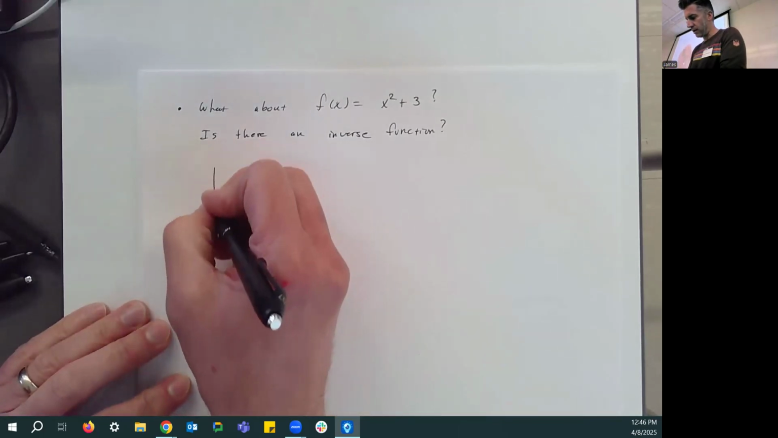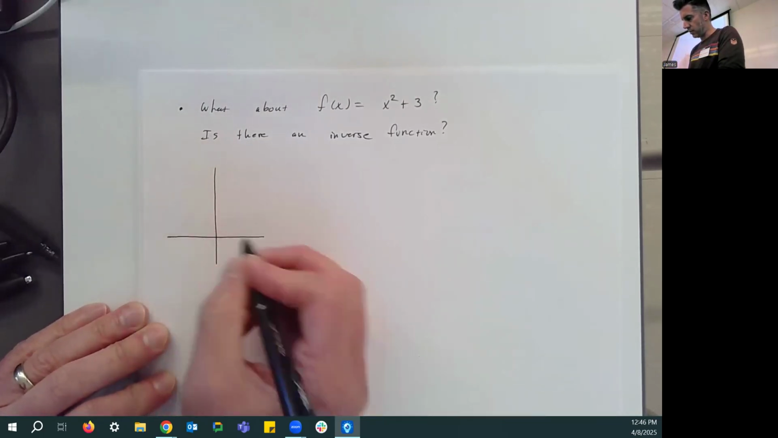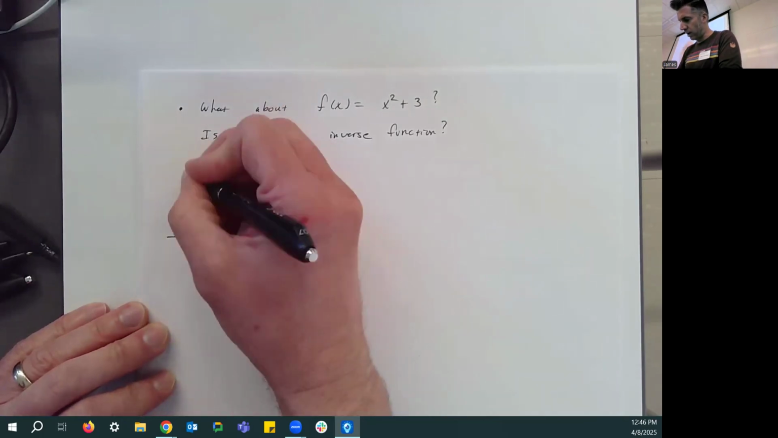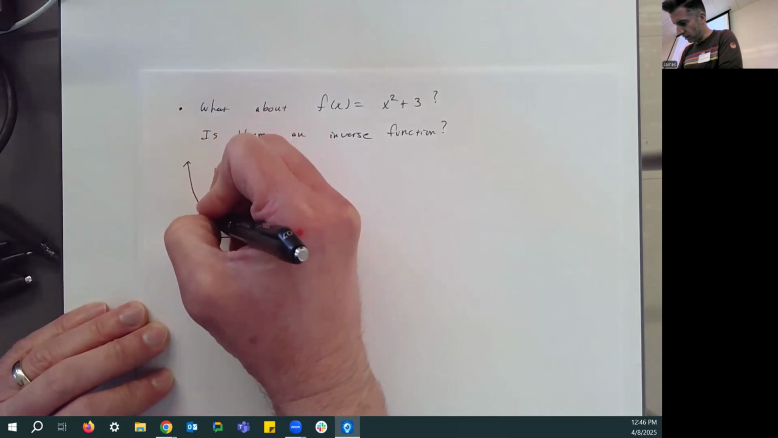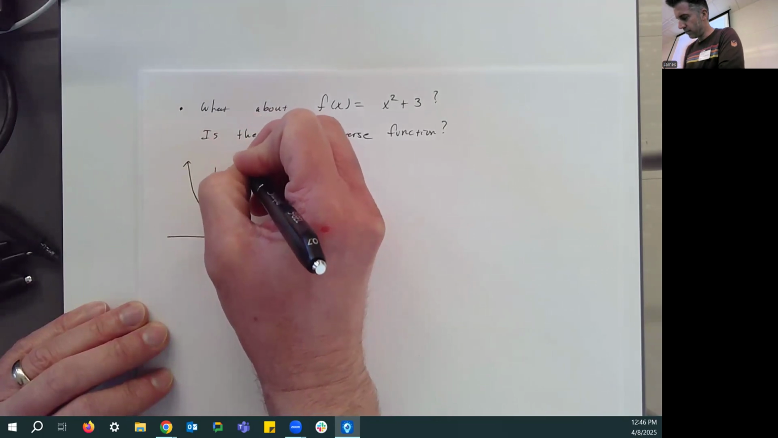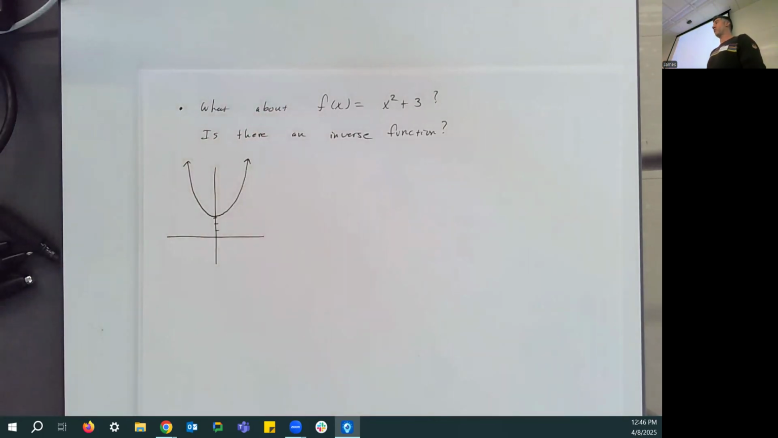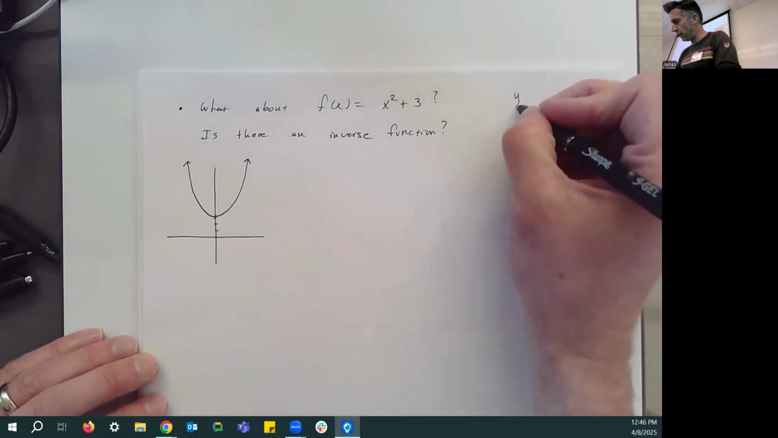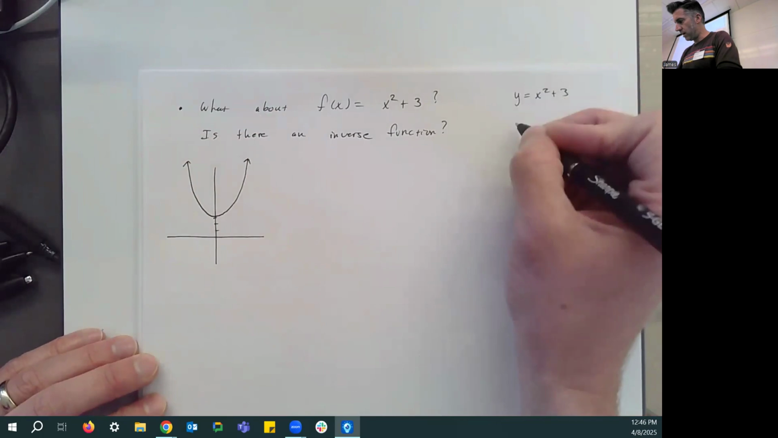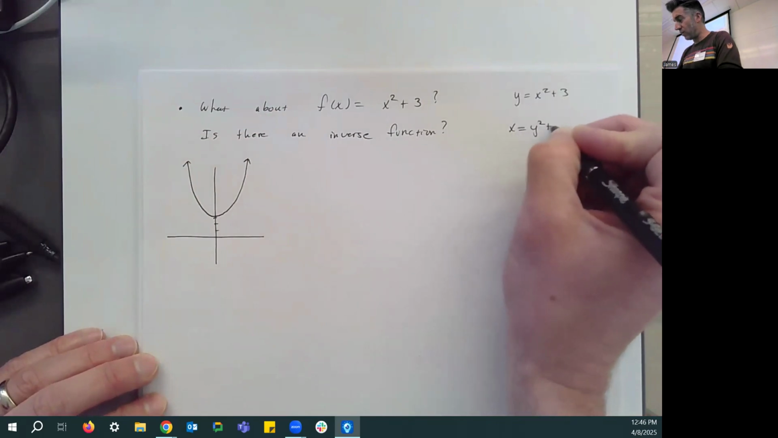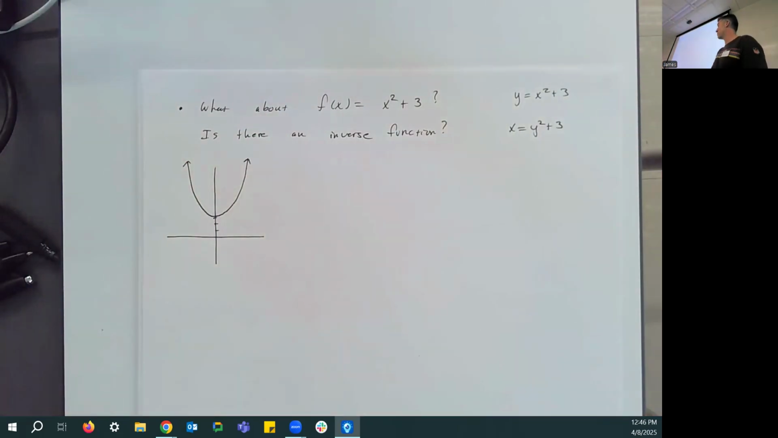Here's my graph of f of x, x squared plus 3. It's my usual parabola shifted up 3 units. And then if I were to graph the inverse relationship, I would just reflect it across the line y equals x, or I could literally interchange x and y. If I take y equals x squared plus 3 and interchange the x and the y and don't do anything else, my inverse relationship has a graph that's x equal to y squared plus 3, which is a rightward opening parabola.